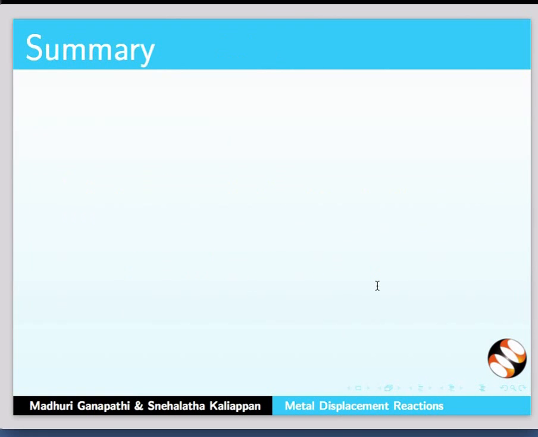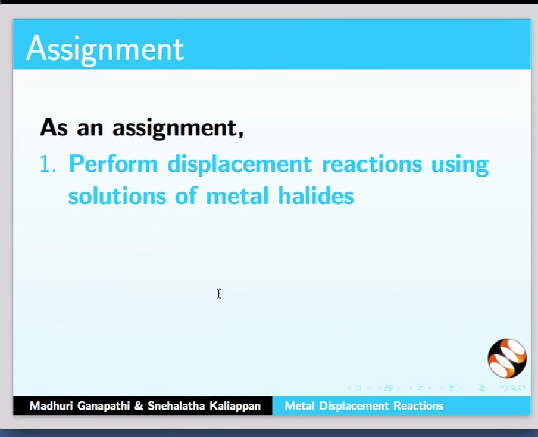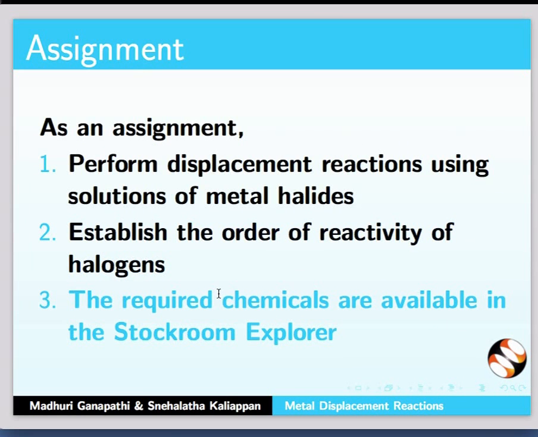Let us summarize. In this tutorial, we have determined the order of reactivity for the following metals: magnesium, zinc, lead, copper and silver. As an assignment, perform displacement reactions using solutions of metal halides. Establish the order of reactivity of halogens. The required chemicals are available in the Stockroom Explorer.